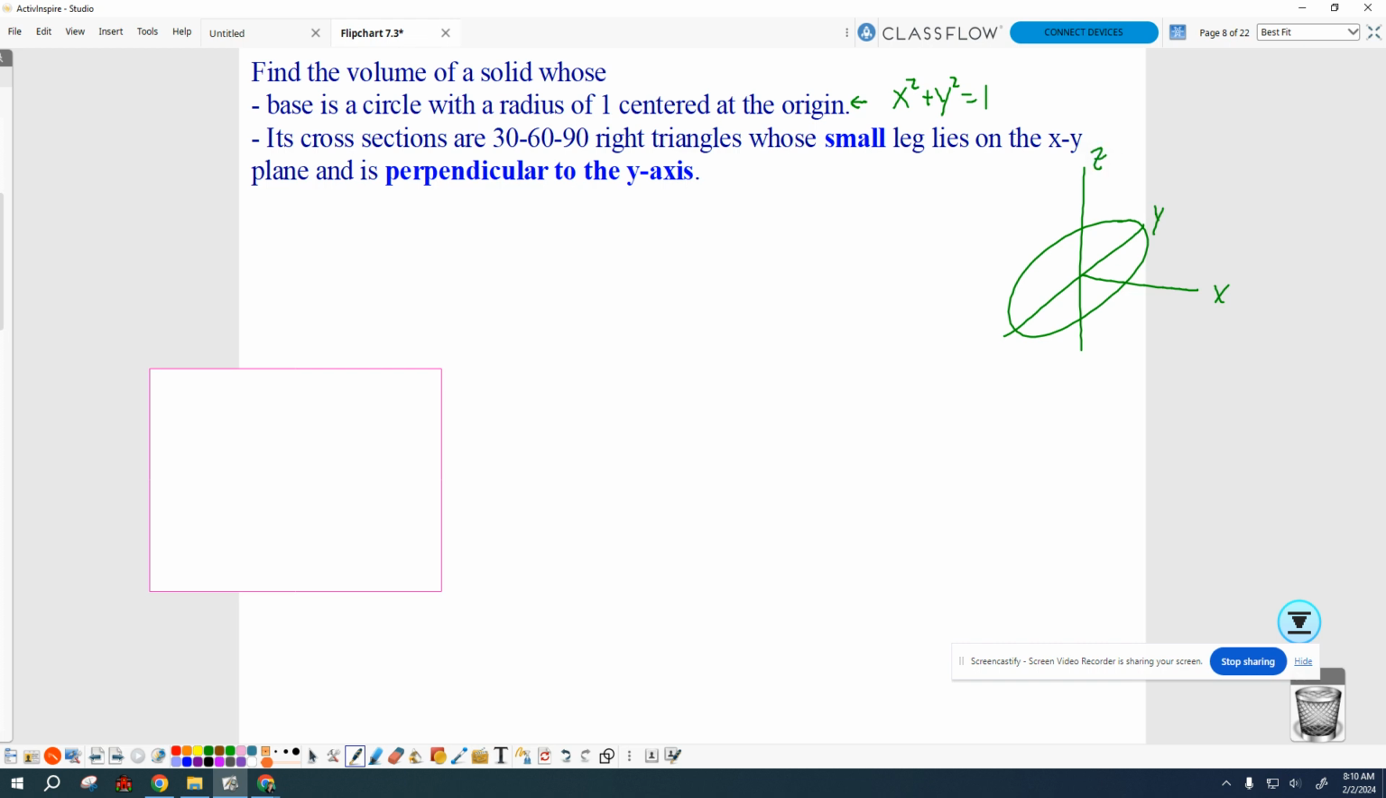Triangles, the small leg lies on the plane and it's perpendicular to the y-axis. Okay. So the small leg is perpendicular to the y-axis. It's a 30, 60, 90 triangle, so this guy's going to be longer.